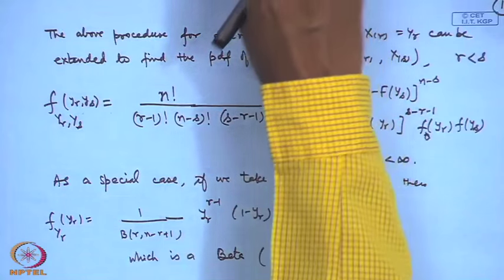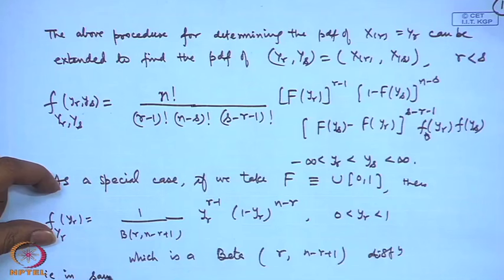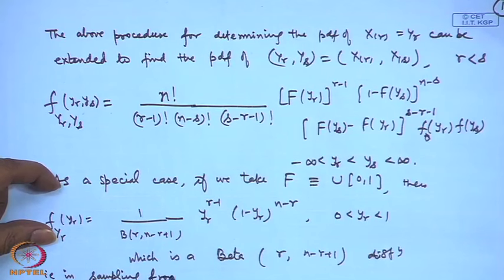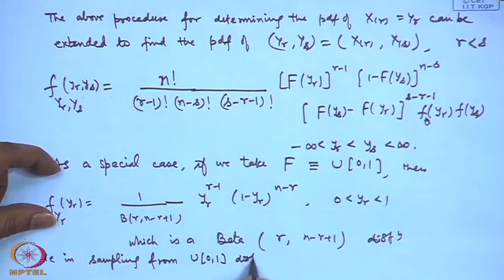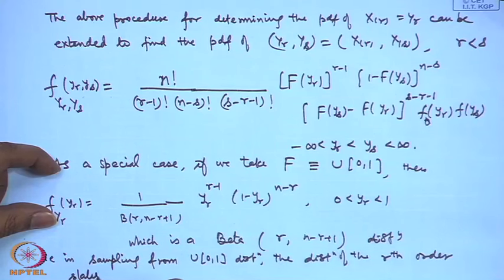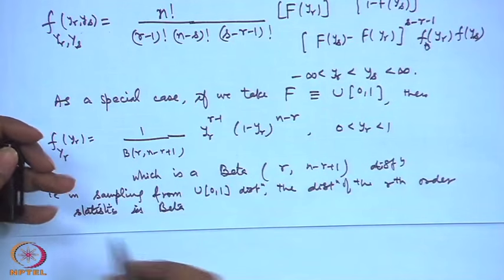This form is of course used in many places, and this is also given as an independent derivation of the beta distribution. Although we have mentioned that the beta distribution arises in various practical applications, this is also given as one application. That means, in sampling from the uniform 0, 1 distribution, the distribution of the rth order statistic is beta. So, this is a very interesting result.